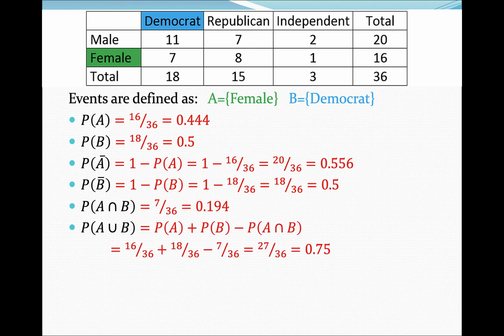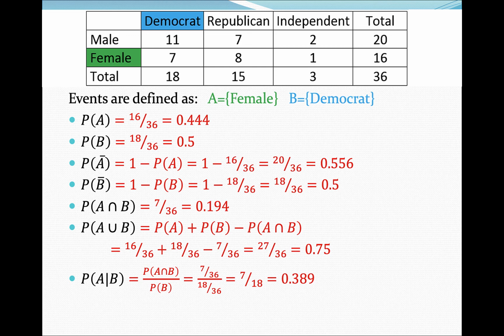The union, here I would highly recommend that you just use the addition rule. We already know the probability of A, the probability of B, and we know the intersection. So you can simply just take those and plug them into the addition rule. So you get basically 16 plus 18 minus 7, which is 27 over 36, which is 0.75. You can also do it from the table, but I think it's way easier if you just use the addition rule in these kinds of cases.